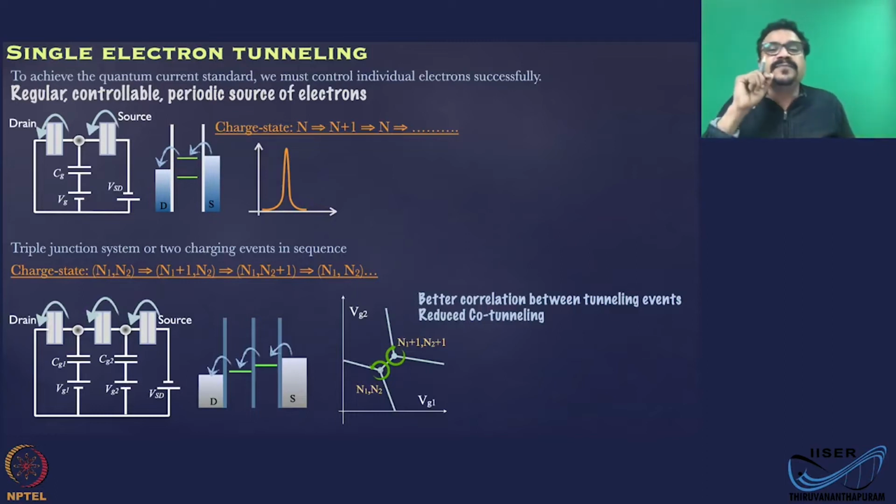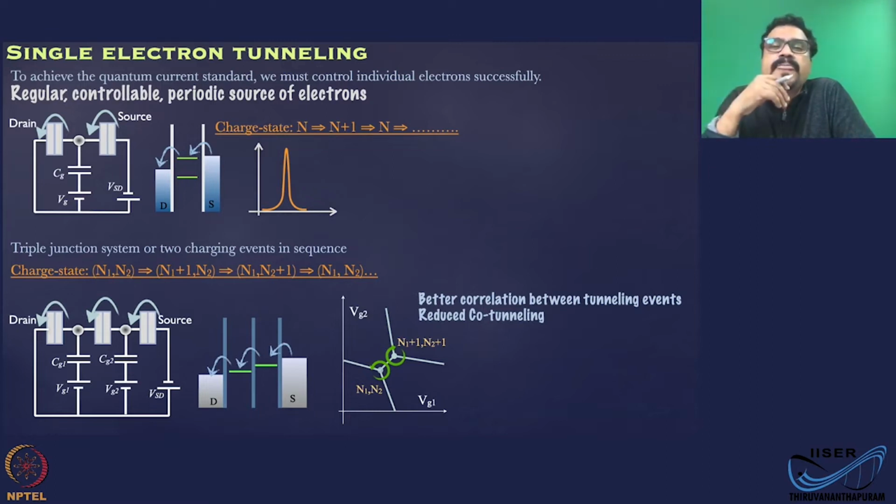And the transport in this regime, whenever you are on a Coulomb blockade peak, is by single electron charging and discharging phenomena. That means the number of electrons on the dot, or the charge state, varies between n and n plus 1. N when the dot is empty, n plus 1 when an electron jumps onto the dot, then back to n when the electron jumps out of the dot. So this is basically giving you a regular source of electrons, where electrons pass through the circuit one by one. That is why it's called single electron charging.